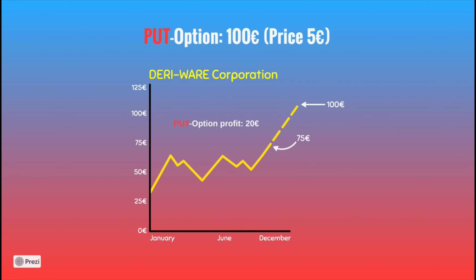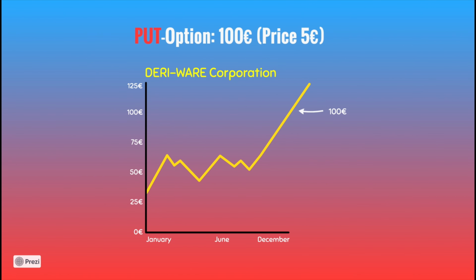Alright, but how would the value of our put option have behaved if the stock price of Dairyware Corporation had increased? In this example, our strike price is again 100 euros, while the stock price at the expiration date has risen significantly and is now trading at 125 euros. Naturally, we again wonder how our put option performed.